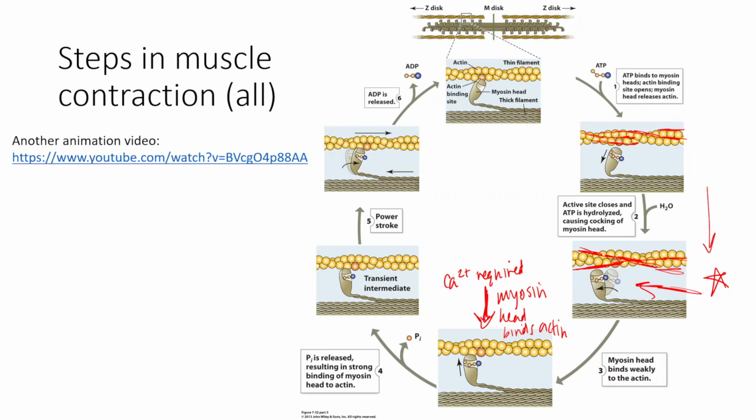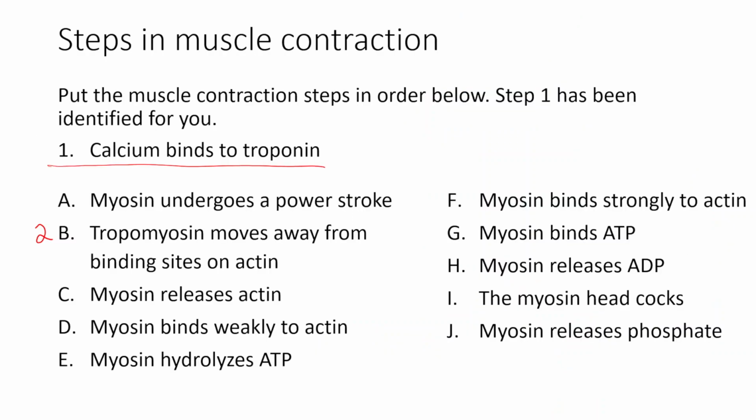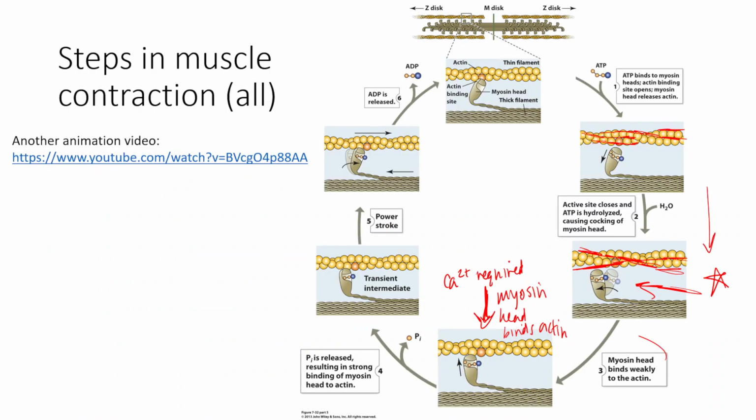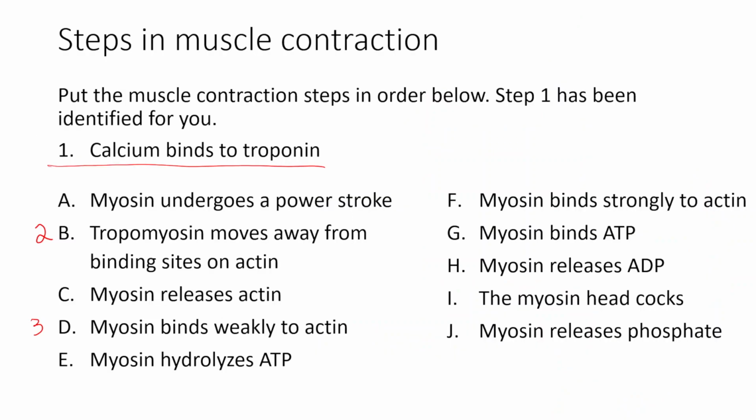So keeping that in mind, let's go back to our order of events, right? So what is the next step? Yeah. D, exactly. Myosin binds weakly to actin. So that's what we show here. It says right here, myosin binds weakly to actin. So the next thing that happens, I mean, you can just go along with this diagram, right? So what's the next thing that happens? Yes, it is J, where the phosphate is released. After the phosphate is released, that causes a change where the myosin binds more strongly to actin. So that's F.